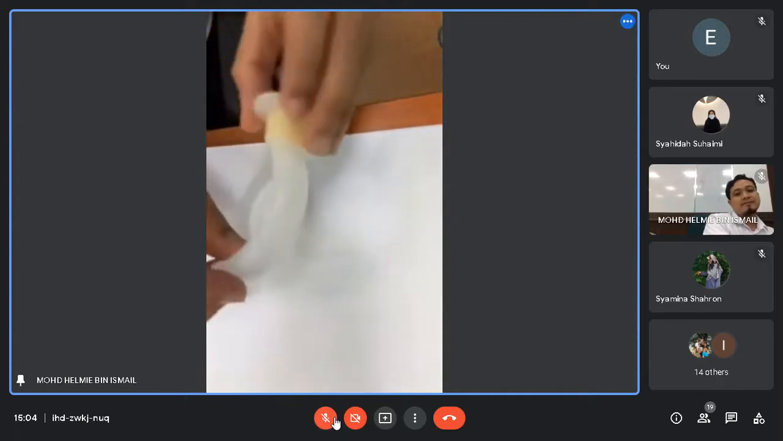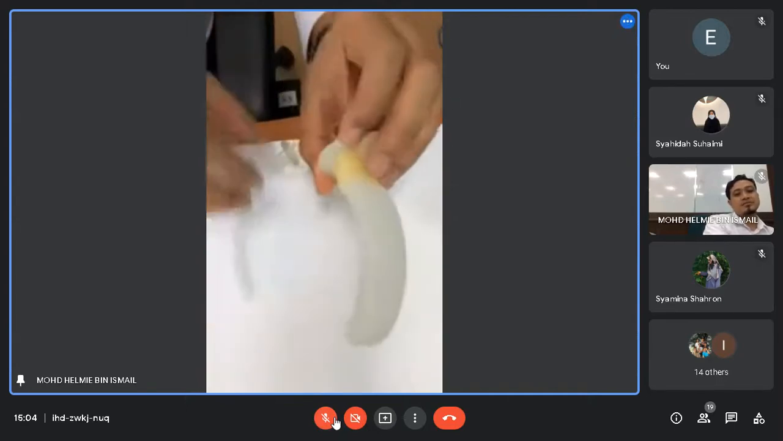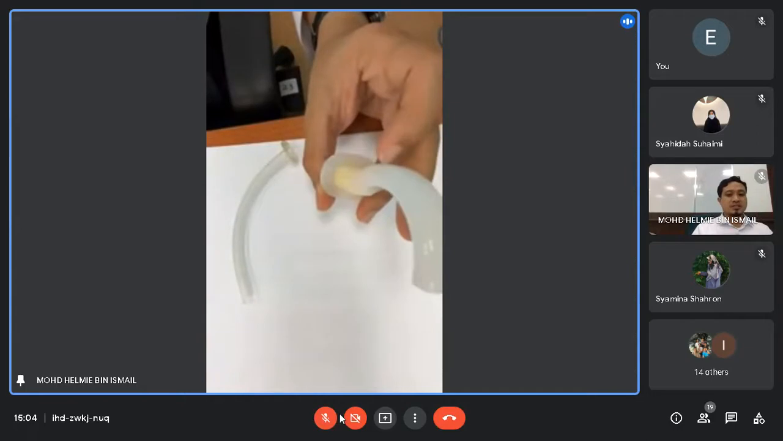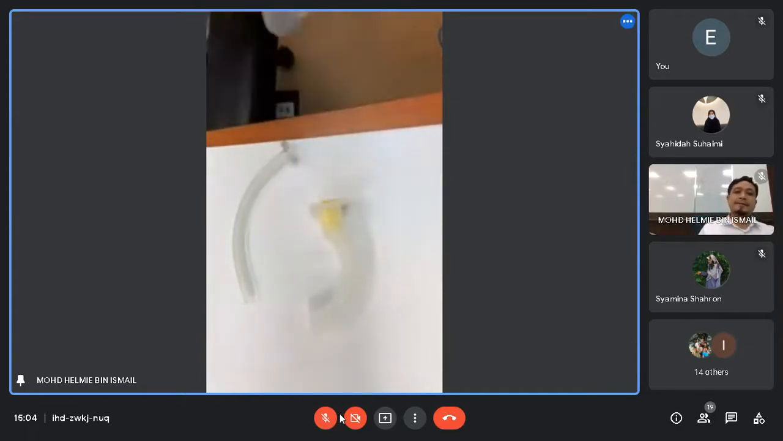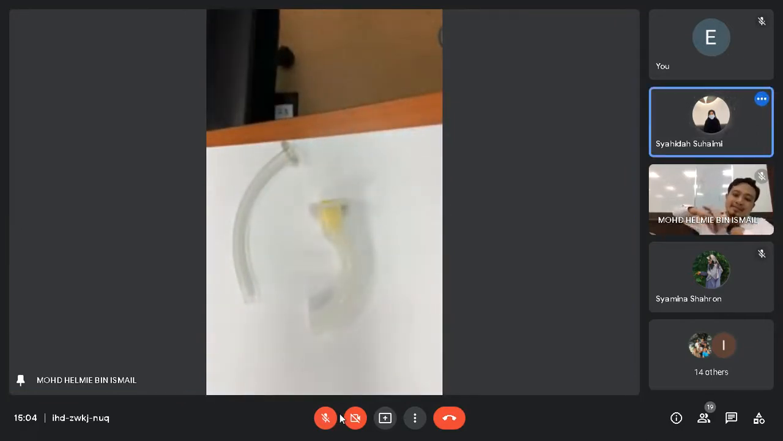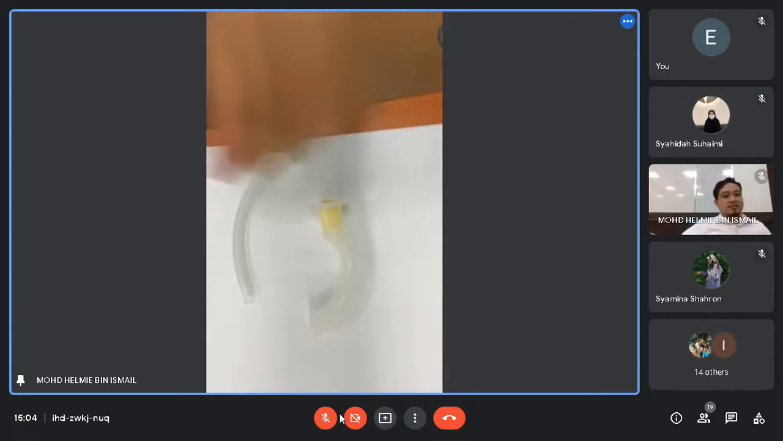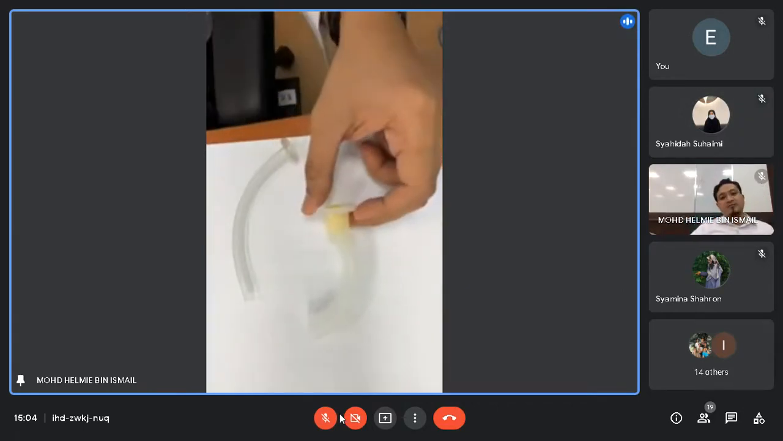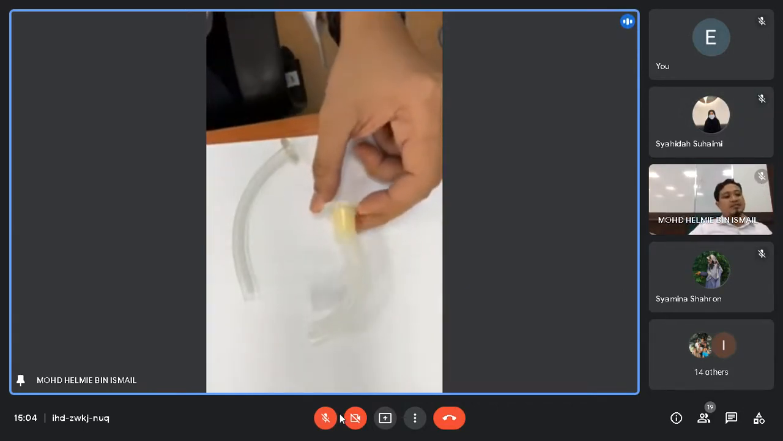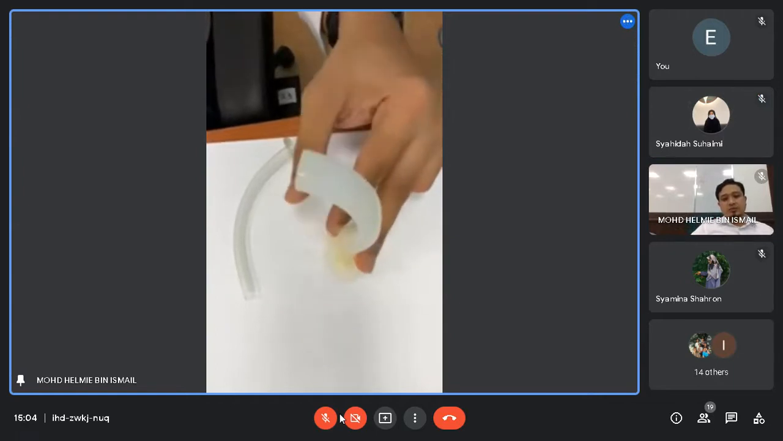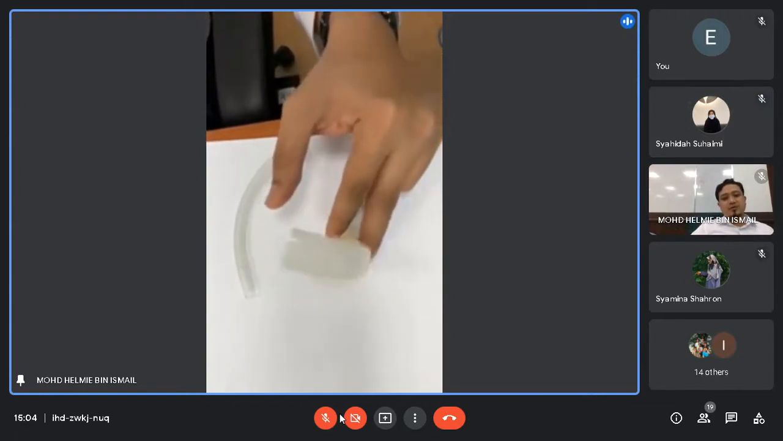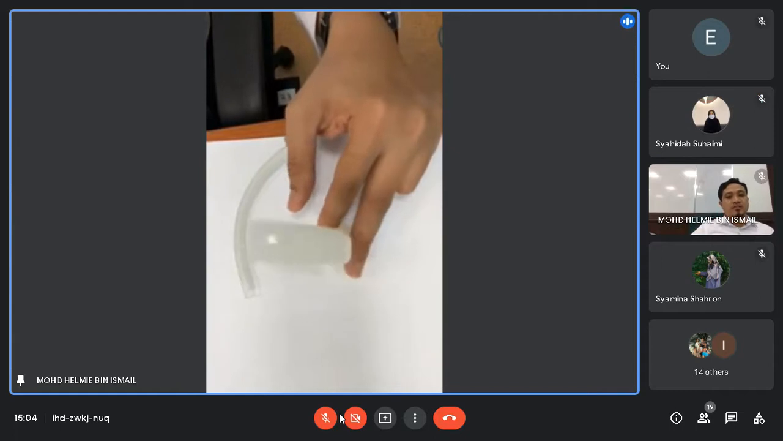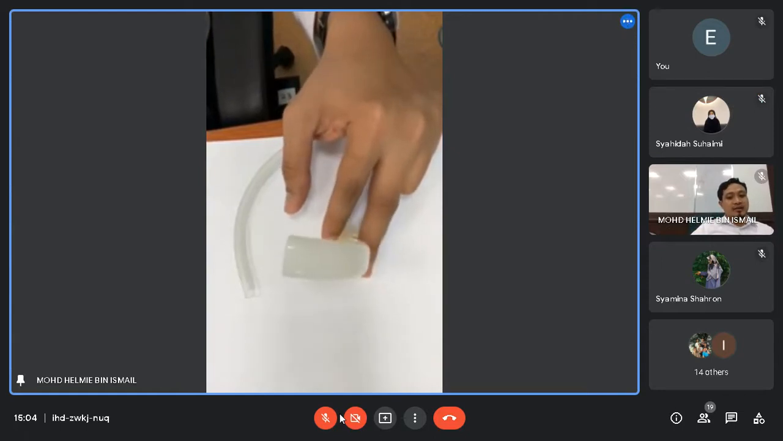Okay, can you imagine, right? So make sure before you insert, you need to check the gag reflex. Yes, very good, gag reflex. If the patient has a gag reflex, there is a contraindication to insert an oropharyngeal airway. Why? Because we can induce gag and then lead to vomiting and then aspiration.